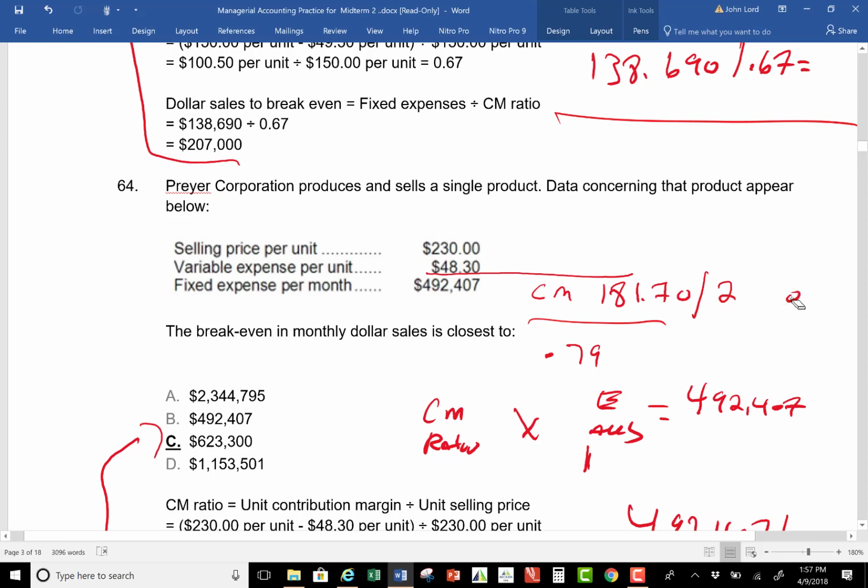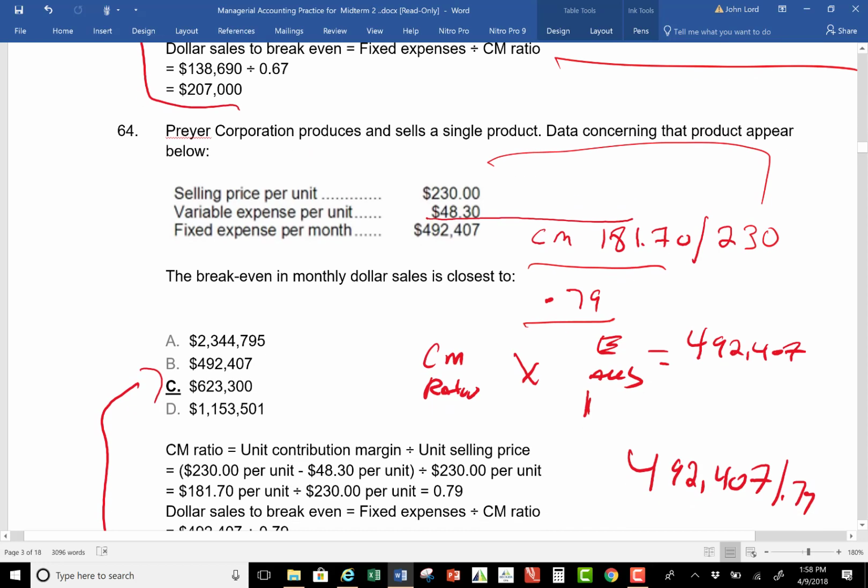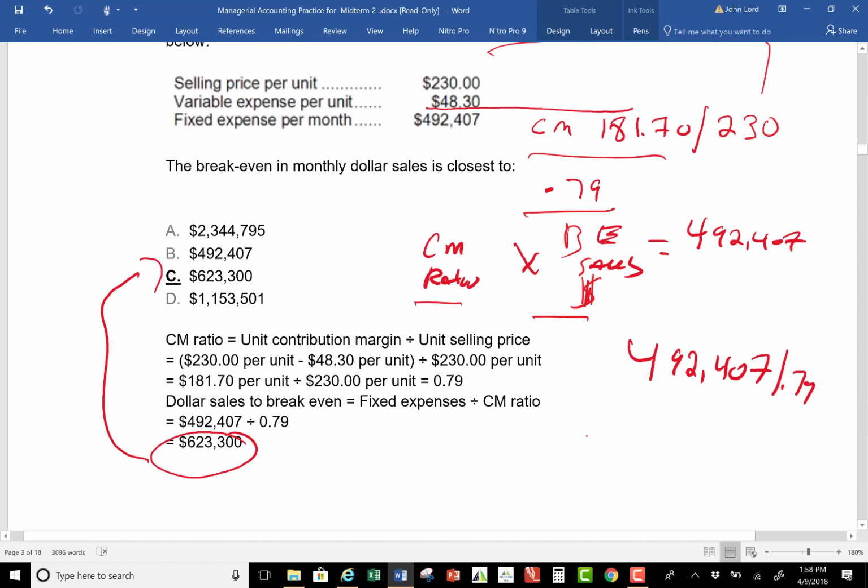I don't know what I was doing there. It should be what? 230, the sales price? Okay, that gives me what? 0.79 contribution margin ratio. Contribution margin ratio times break-even sales dollars has to equal my fixed cost. I take each side divided by the contribution margin ratio, and that gives me the break-even sales dollars. I don't know what to tell you guys. Same thing over and over again, isn't it?